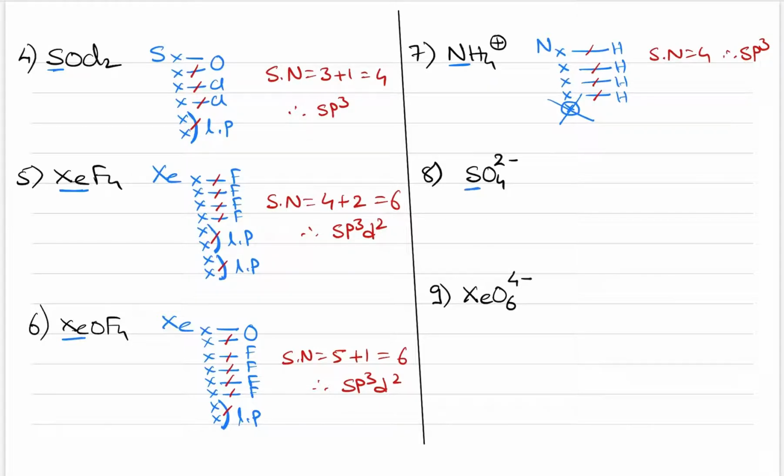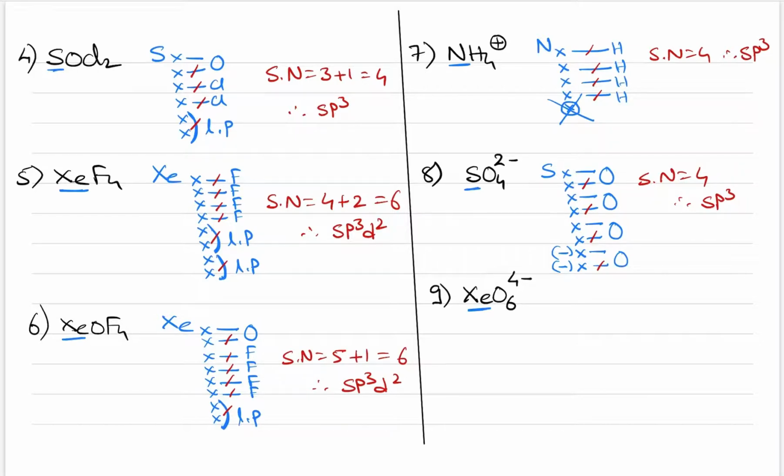Then coming to the anion, sulfate. Sulfur is the central atom. It has 6 valence electrons: 1, 2, 3, 4, 5, 6. And 2 negative charges are there, therefore put 2 extra electrons, which are due to the presence of the negative charge. Then 4 oxygens are there, and oxygens are divalent, so put a double bond with each oxygen atom. Now count the number of sigma bonds: 1, 2, 3, 4. Steric number is equal to 4. Therefore, hybridization is sp3.